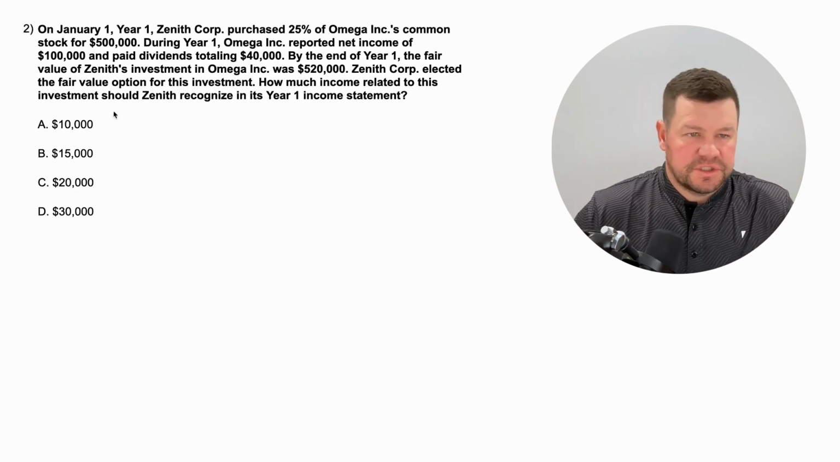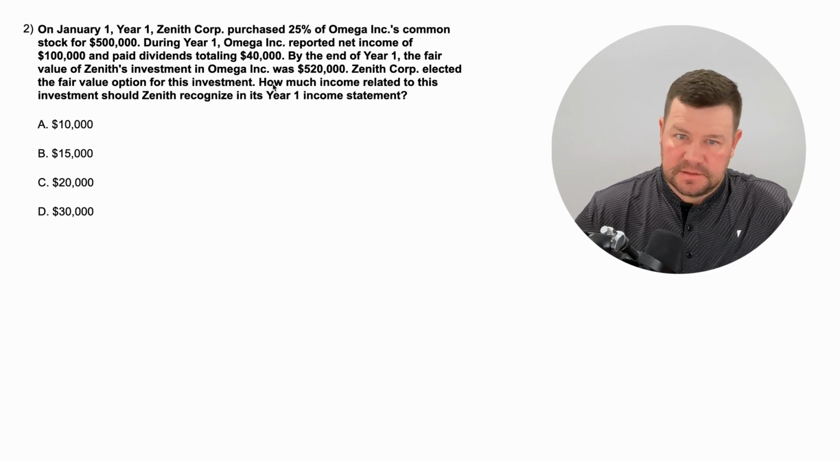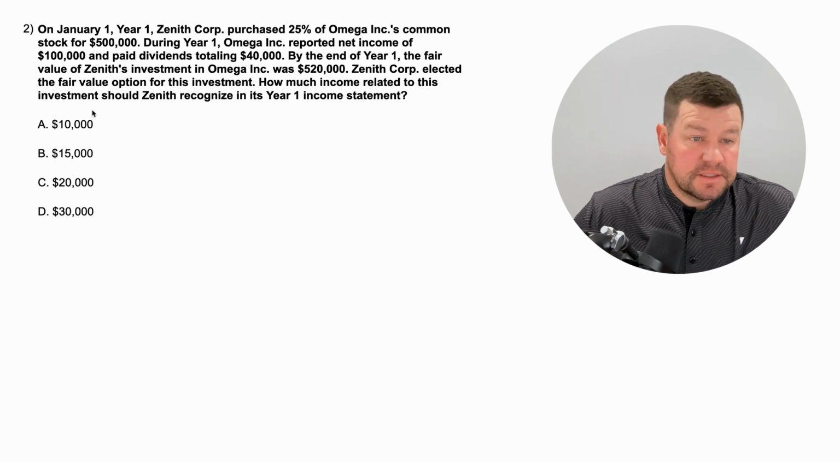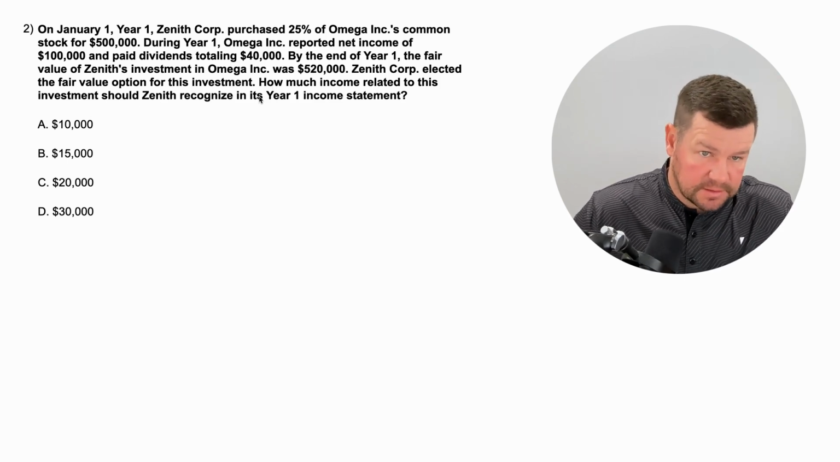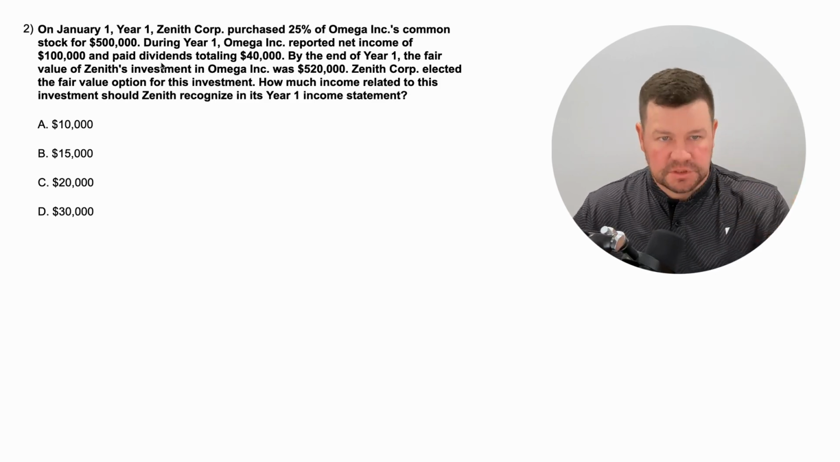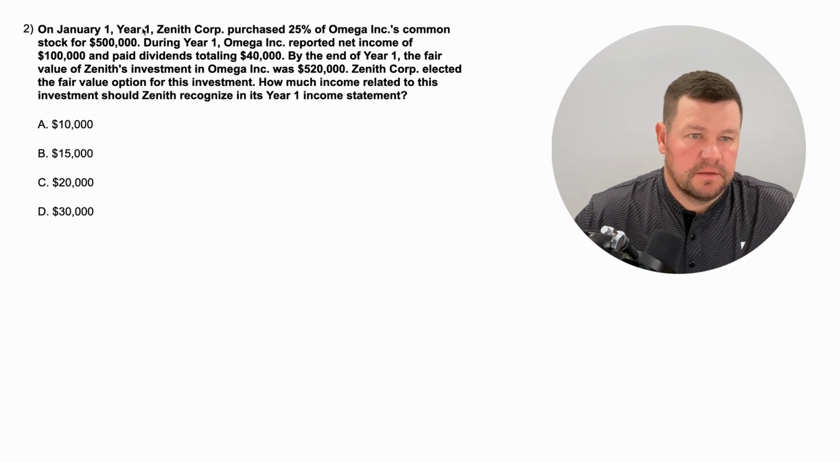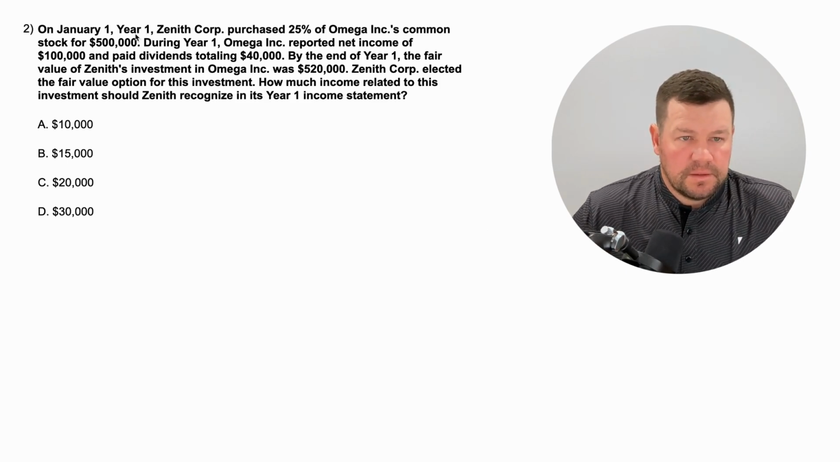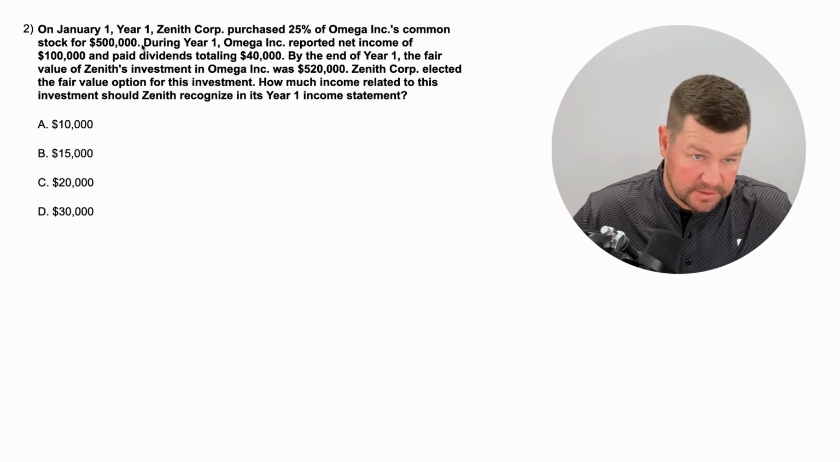Okay, so going on to question 2, and we'll go straight to this last sentence. How much income related to this investment should Zenith recognize in its year 1 income statement? Okay, so we're looking for how much income they're going to recognize. So January 1, year 1, Zenith Corp purchases 25% of Omega's common stock for $500,000.